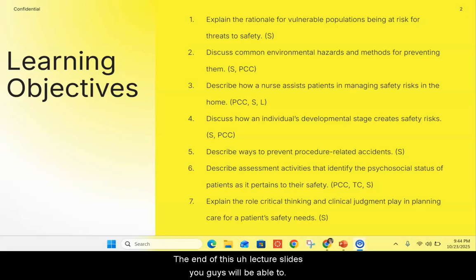At the end of this lecture's slides, you will be able to explain the rationale for vulnerable populations being at risk for threats to safety, discuss common environmental hazards and methods for preventing them, describe how a nurse assists patients in managing safety risks in the home, discuss how individuals' developmental stage creates safety risk, describe ways to prevent procedure-related accidents, describe assessment activities that identify the psychosocial status of patients as it pertains to their safety, and explain the role that critical thinking and clinical judgment play in planning care for a patient's safety needs.